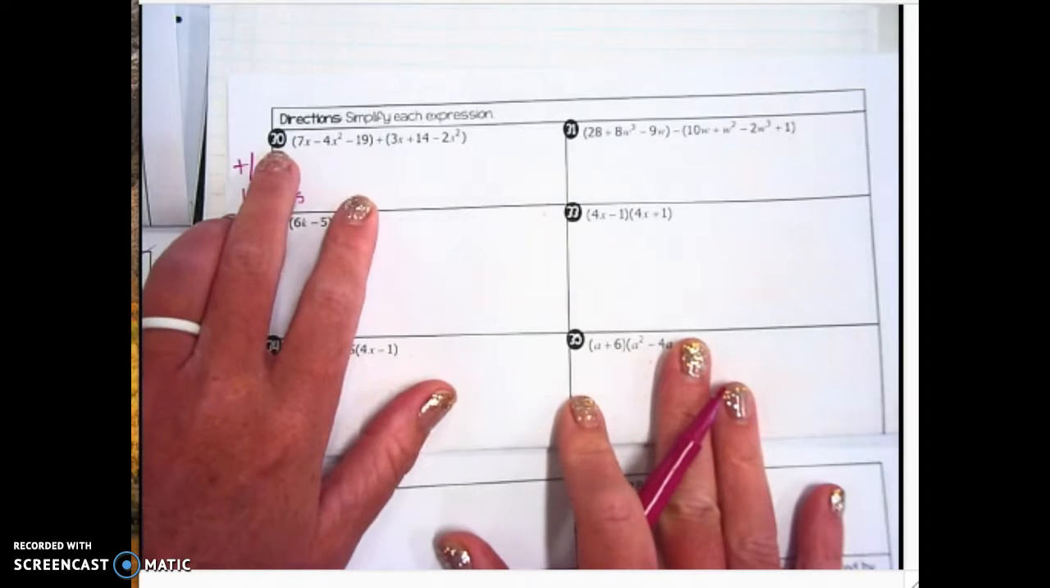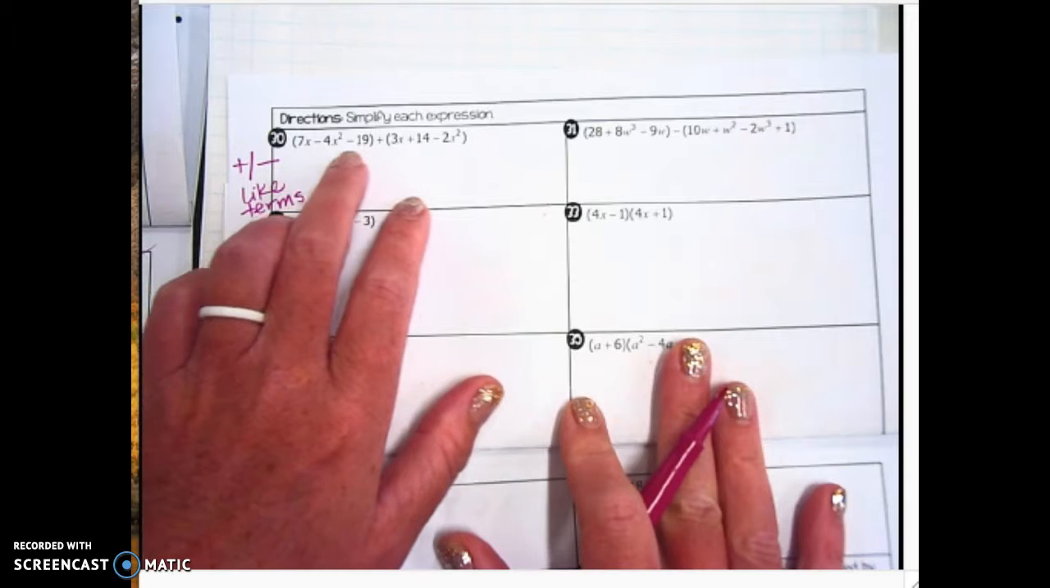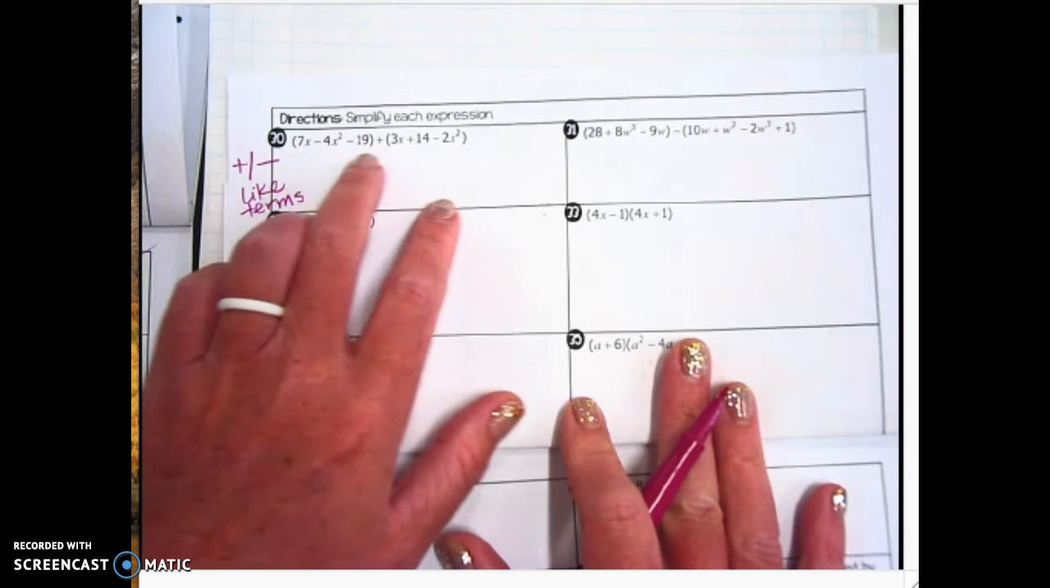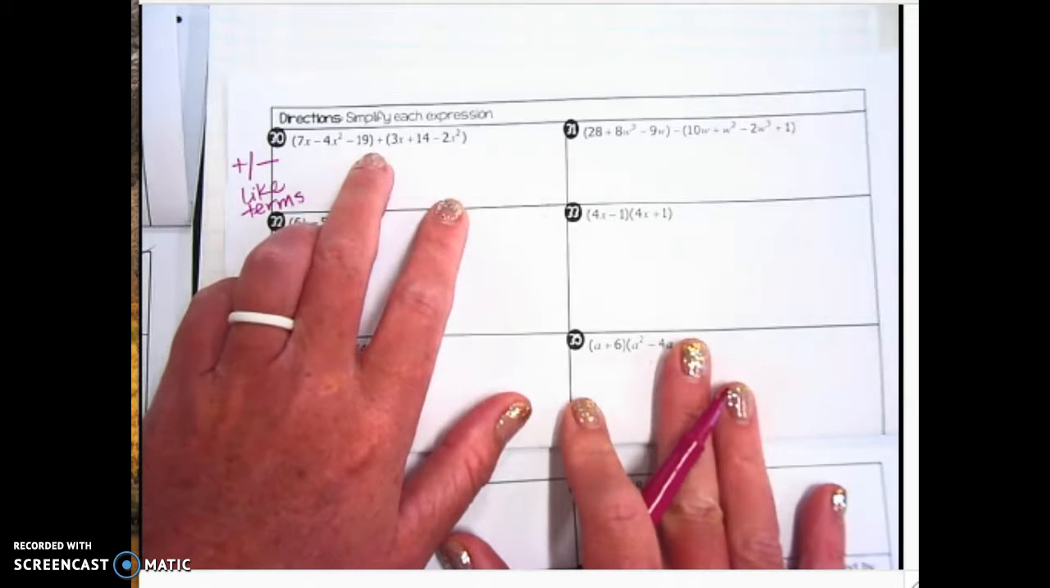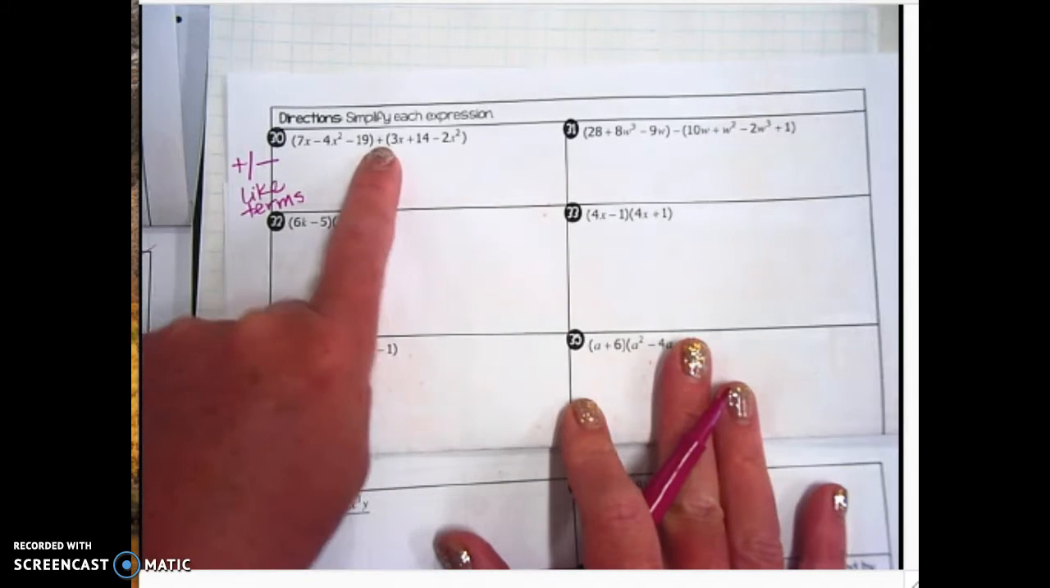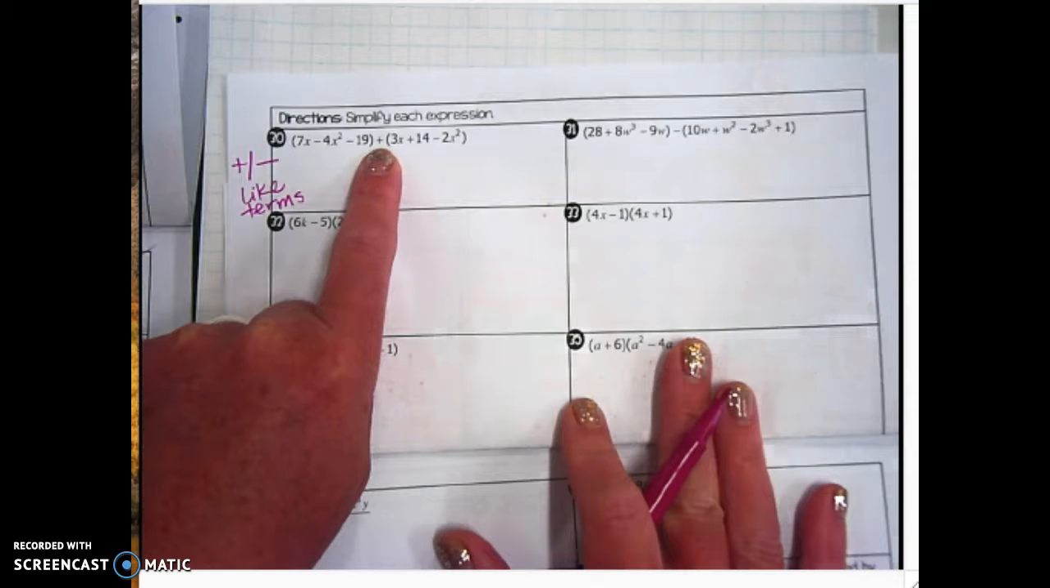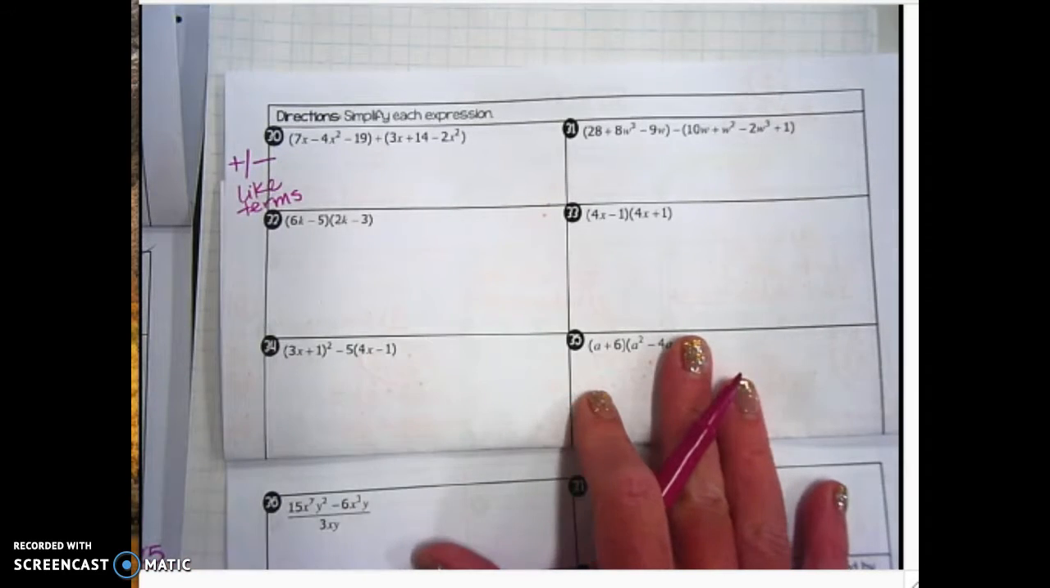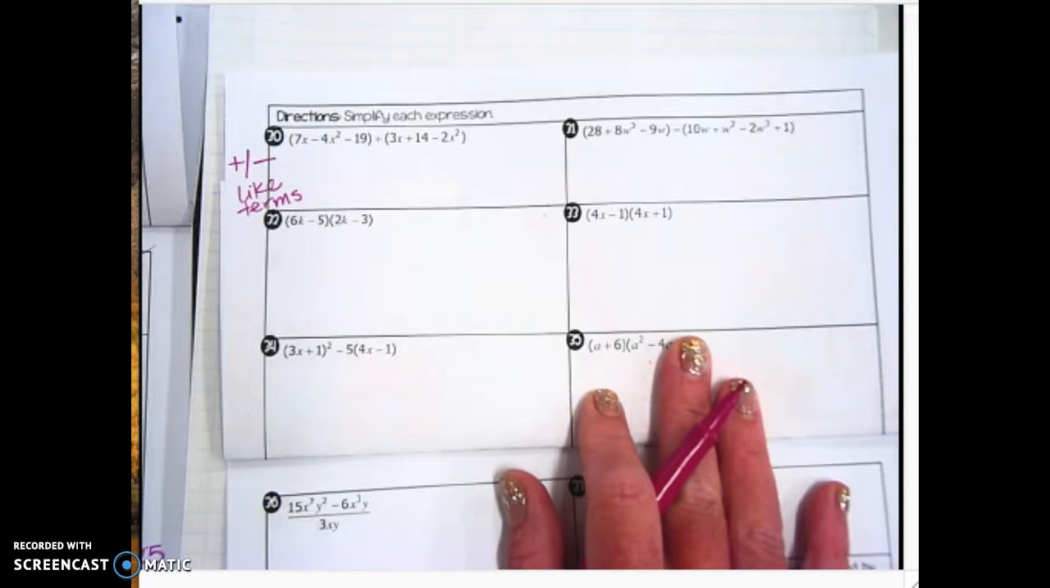So in number 30, we're going to look for terms in the first set of parentheses that match up with terms in the second set of parentheses, and then we're going to do what this sign tells us to do. In this case, it's add. All right? One thing to also note is that when you're writing it in what we call standard form, you want to start with the largest exponent first.